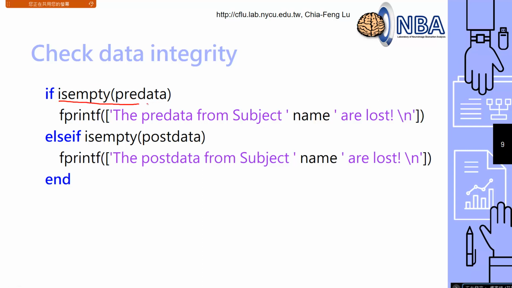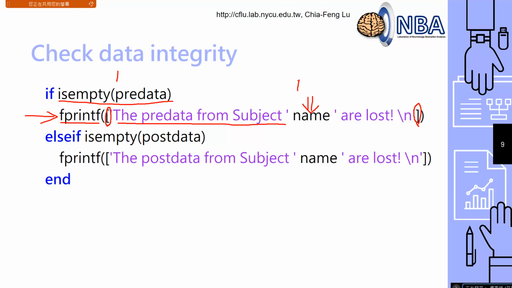If this one gives you 1, that means true, right? If the condition right here is true, then MATLAB will go for this statement. So basically, if pre-data is empty, you will use this fprintf function to print out something in the command window for your user. Now you can see what you are going to print. This is the square brackets, right? That means you are going to create a character array right here. You are going to print out something like the pre-data from subject. Now you can see it is not a string or characters. Right here, this is a variable. So basically, what will be stored in this name variable is pretty important.